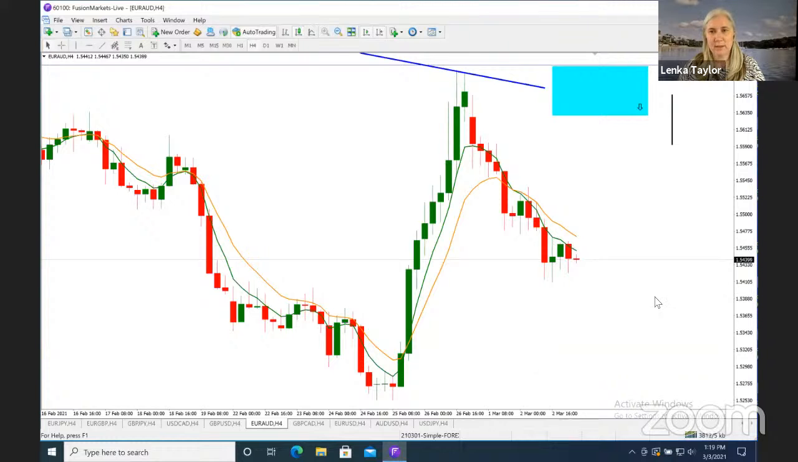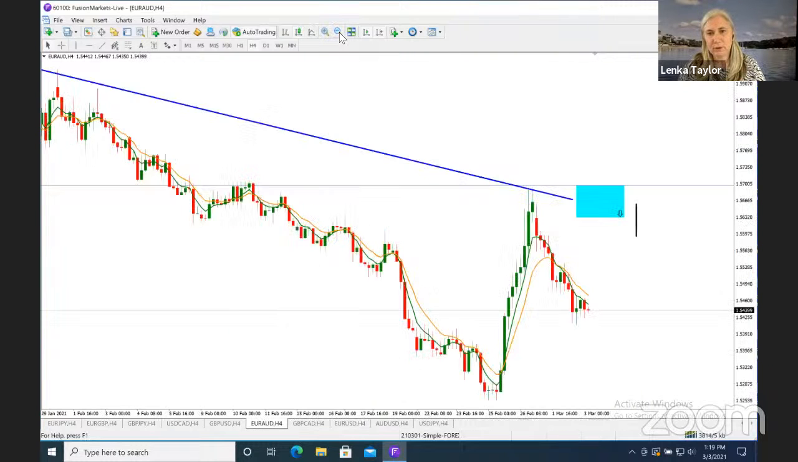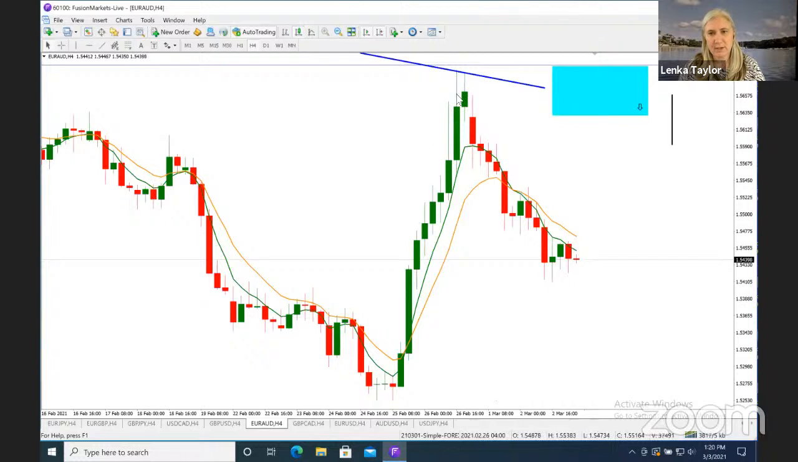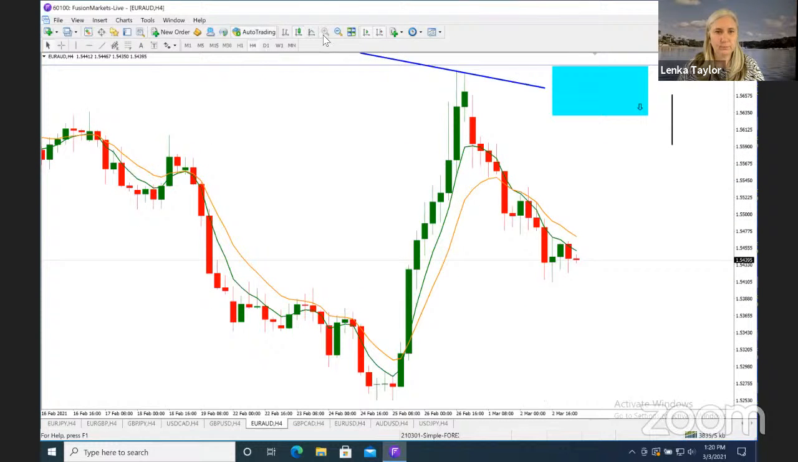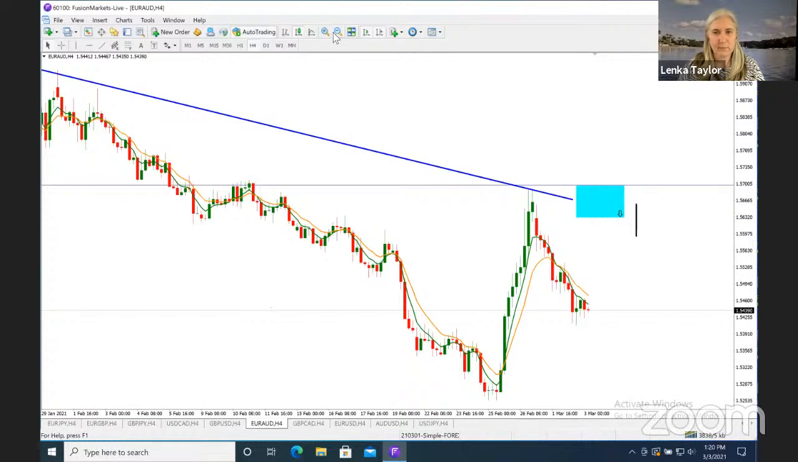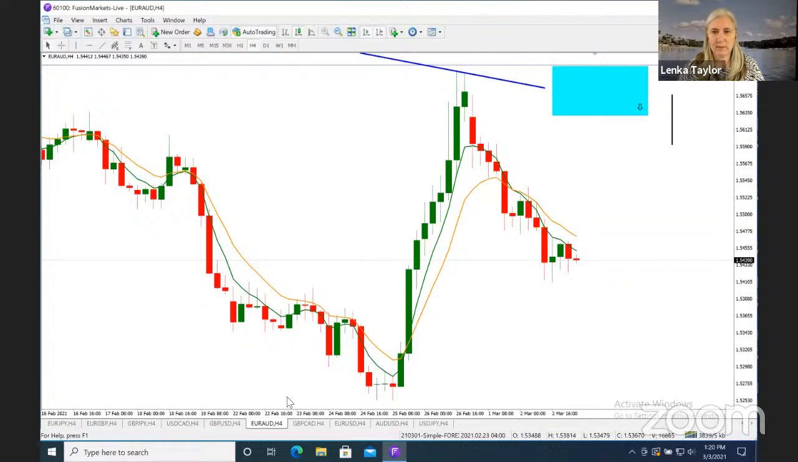Euro AUD. So this one, I was looking for a short on this, but the price action for me was not conclusive, and I didn't really have an entry point into it, so I haven't taken it. If it comes back to that area, I might be interested to have a look again. But at the moment, the price is a little bit too far. Not really looking to enter this at the moment. I'm just leaving that to see what happens in the next couple of days.